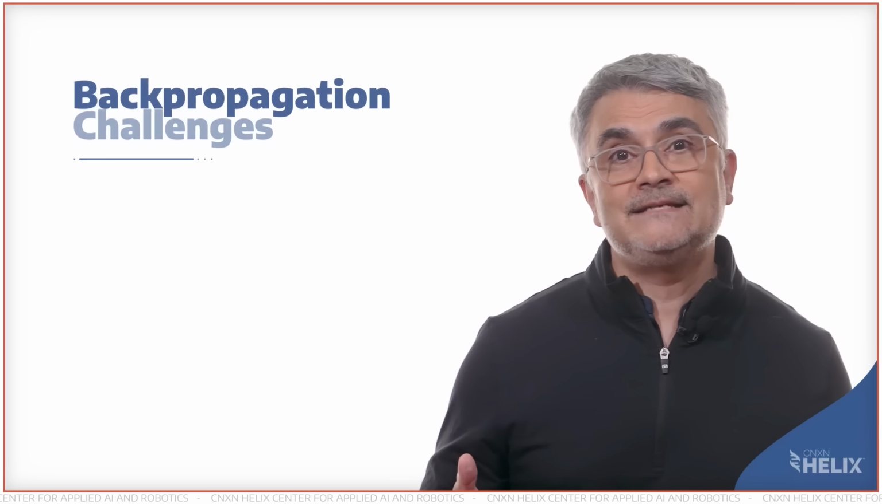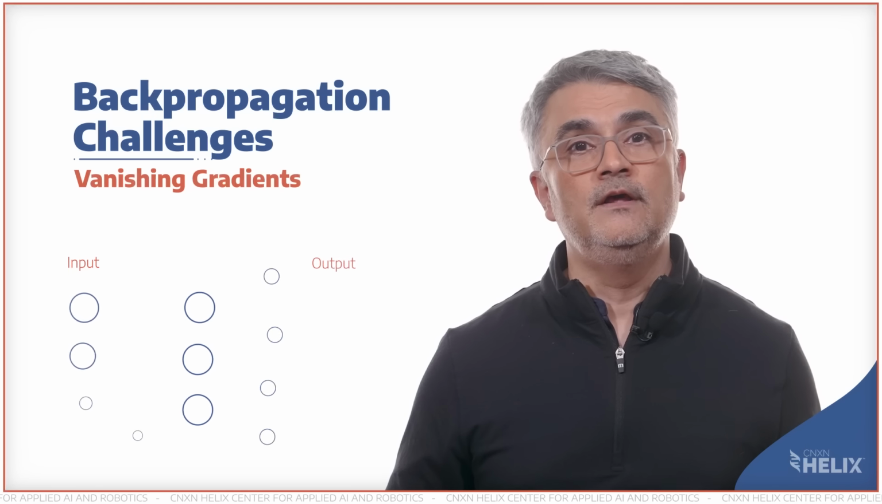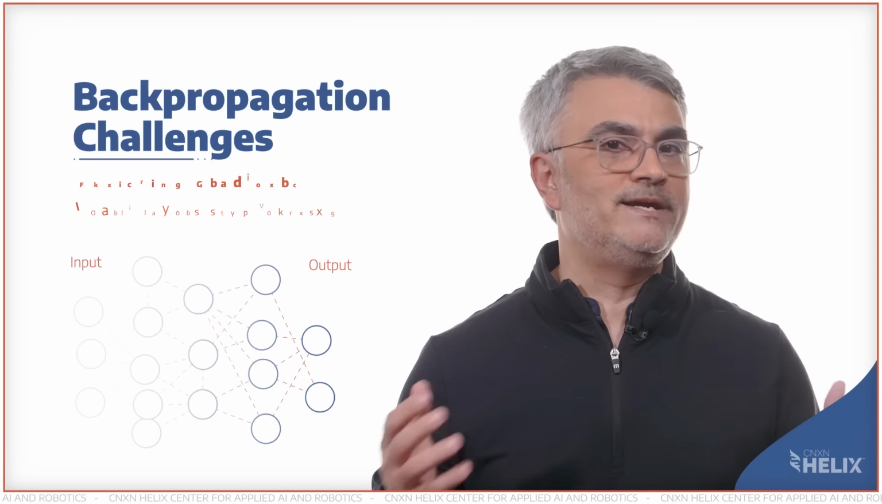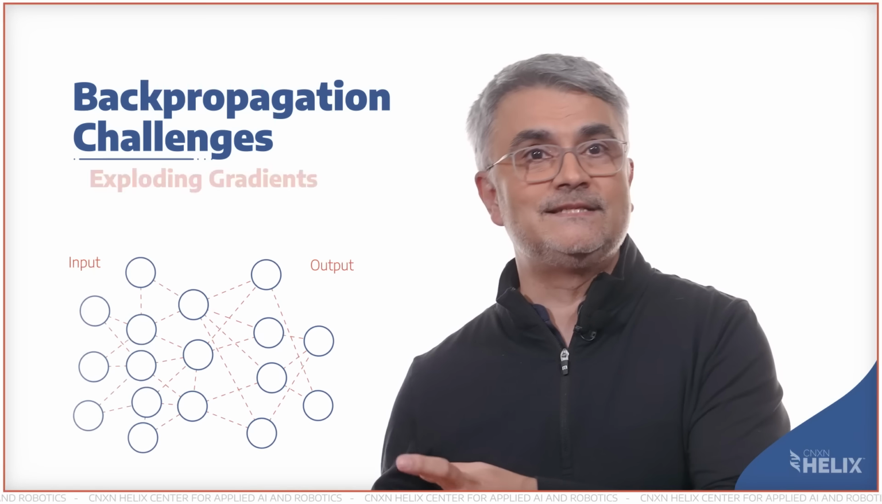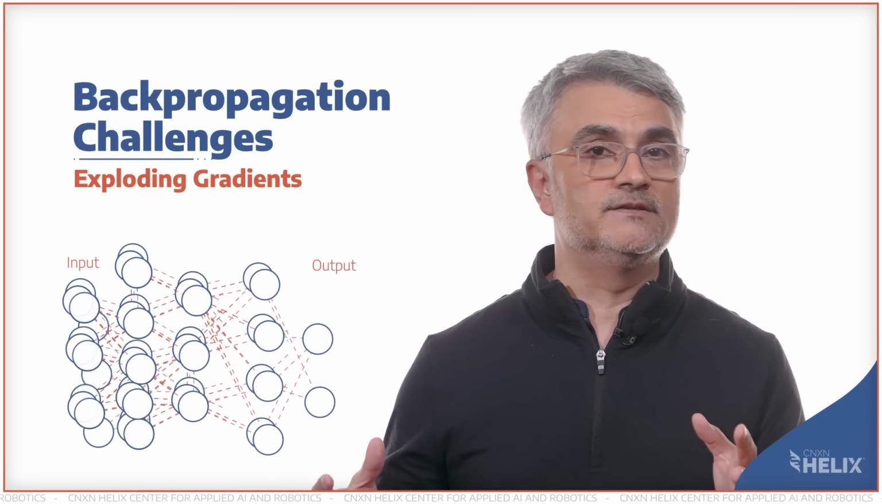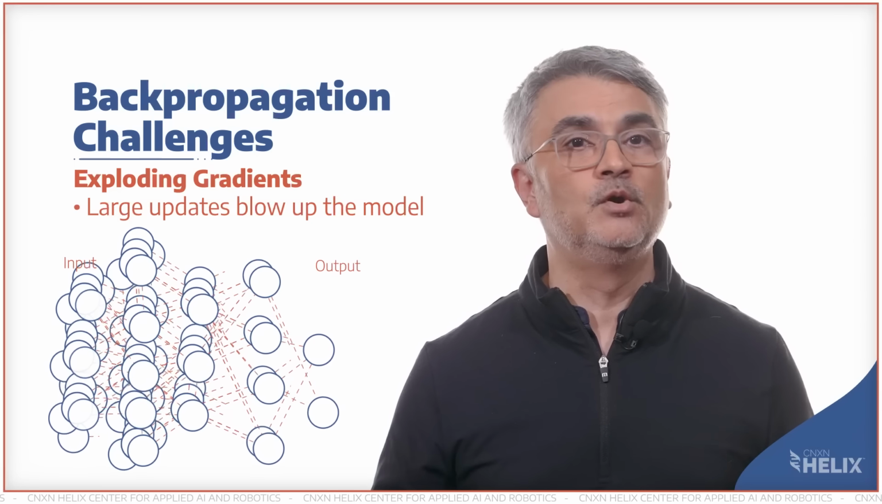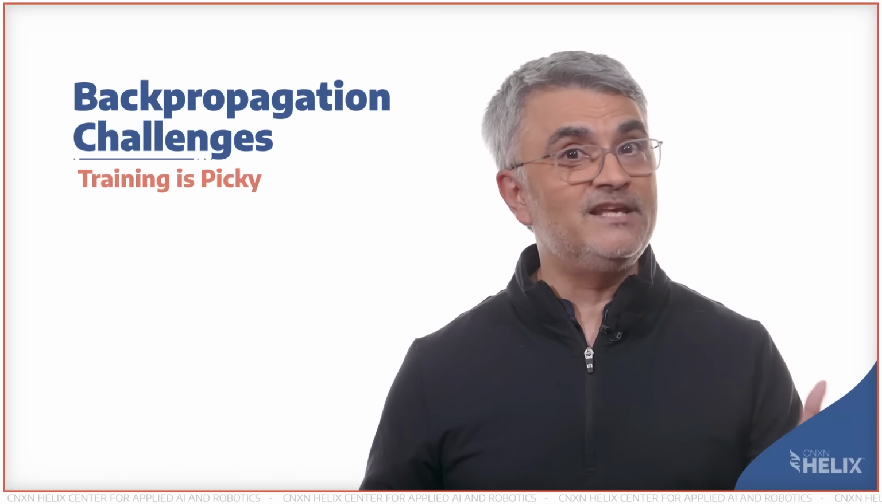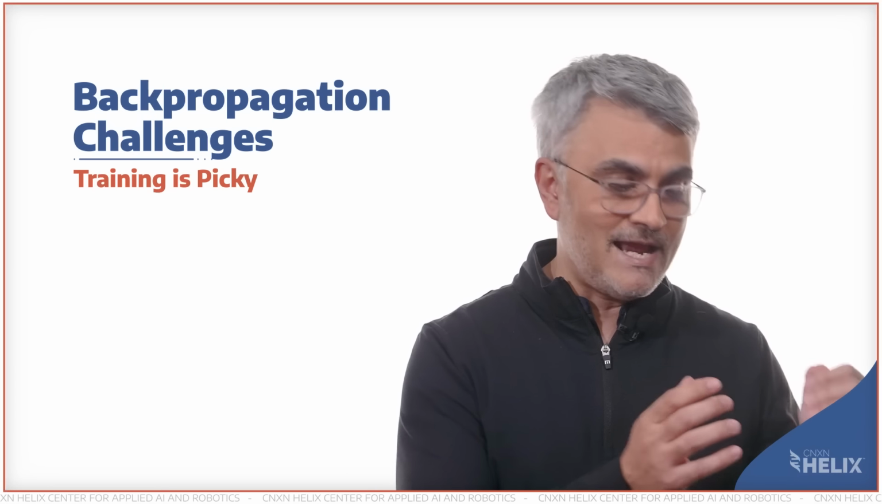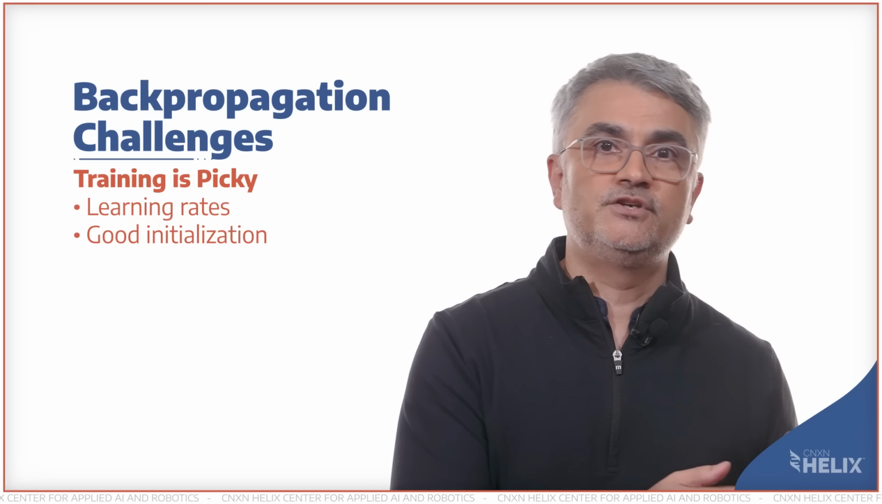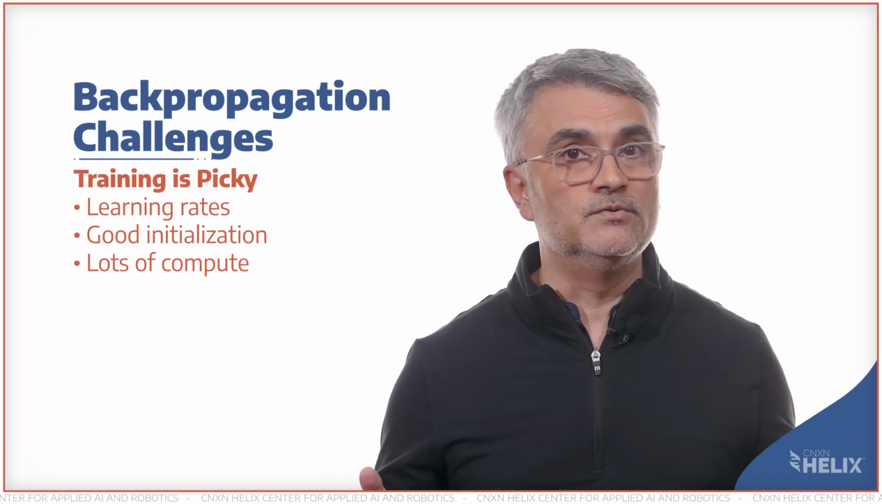And yes, it has its set of challenges. One of those challenges is a concept called vanishing gradients. And this is where early layers stop learning because the gradient gets way too small. And then on the opposite side, you have what's called exploding gradients. And this is where updates get too large and they, in effect, blow up the model. Training is also picky. You need the right learning rates. You need good initialization, and you need a lot of compute.